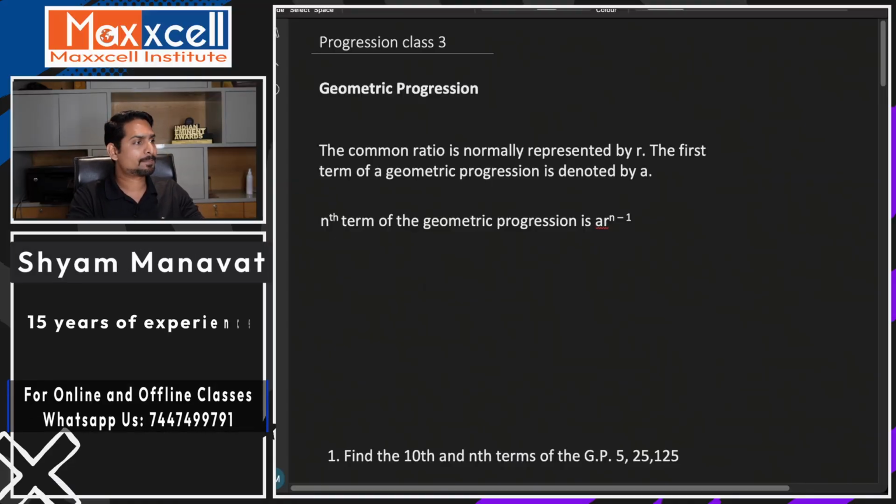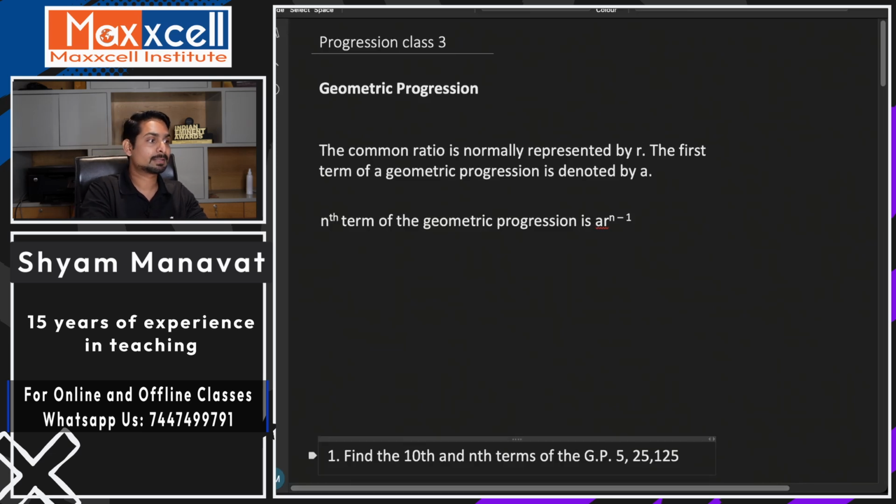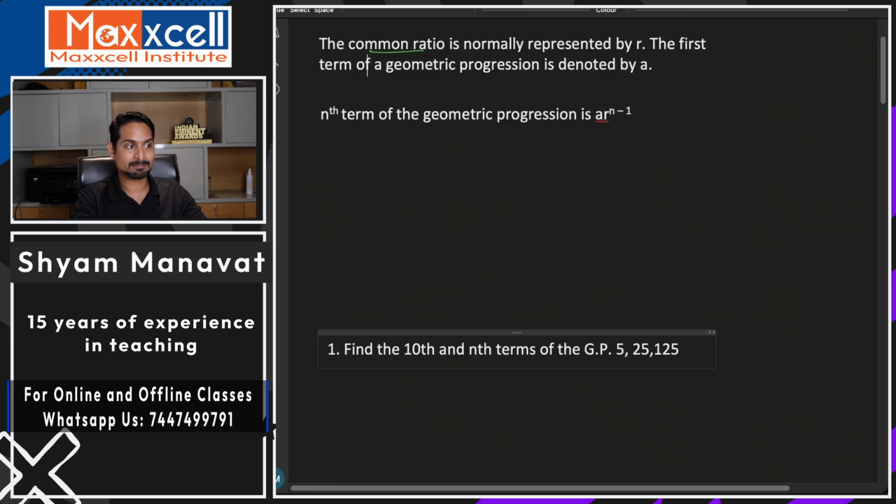Geometric progression. I hope you have gone through the previous lectures and understood what arithmetic progression is. Geometric progression is a progression which has a common ratio between two consecutive terms of the series. For example, say this one. You have 5, 25, 125.